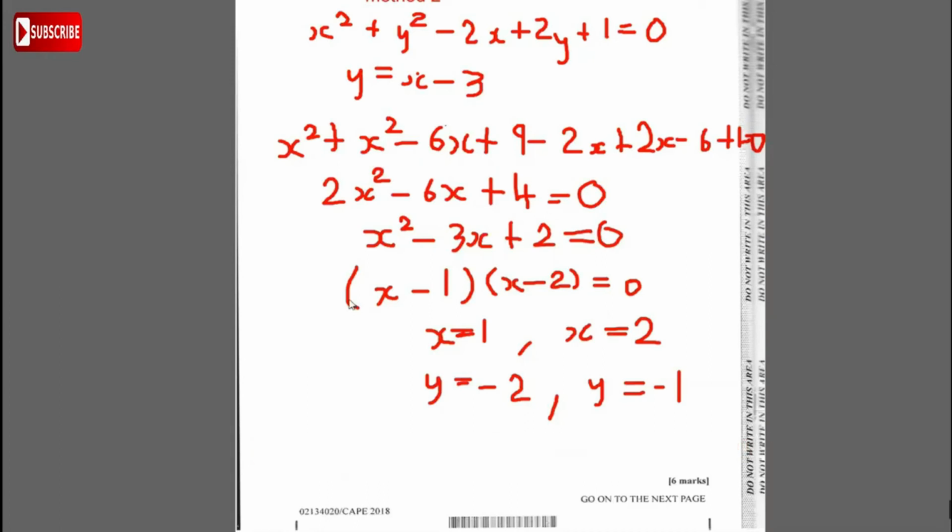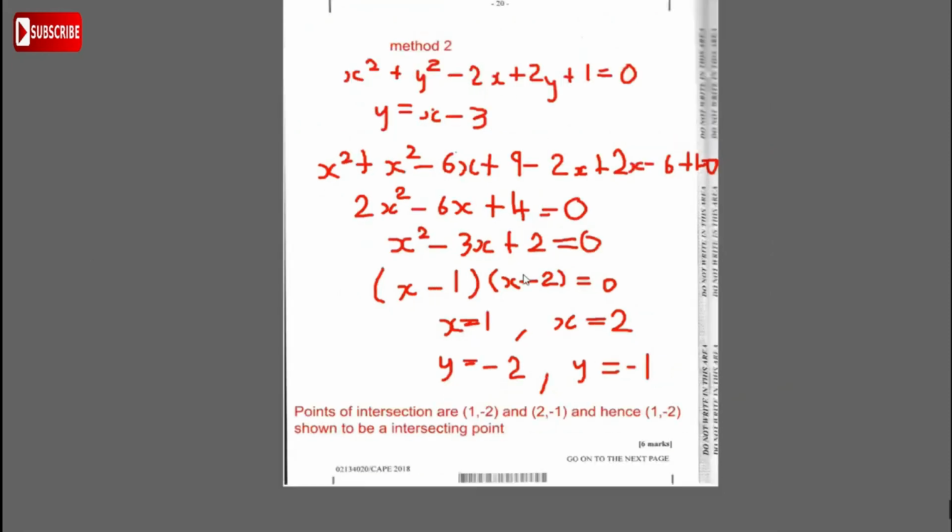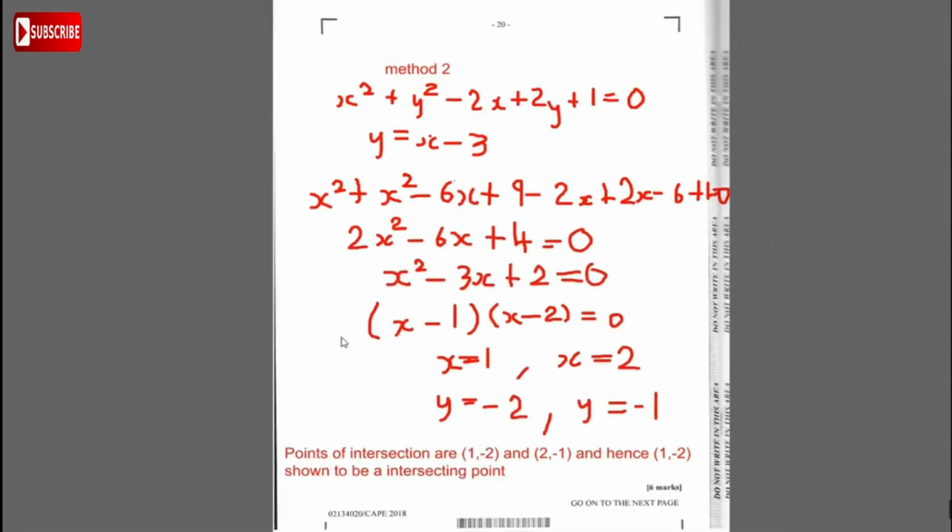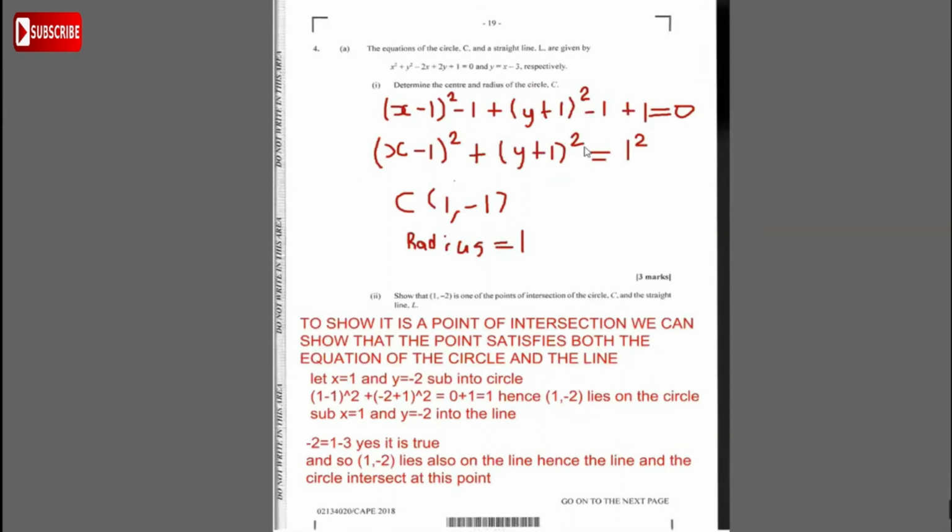All right, so that's how you do that with method 2. But I prefer method 1. Look at method 1, it's so easy. You just substitute this into the circle, substitute it into the line. It's going to satisfy both equations, and so it must be a point of intersection.